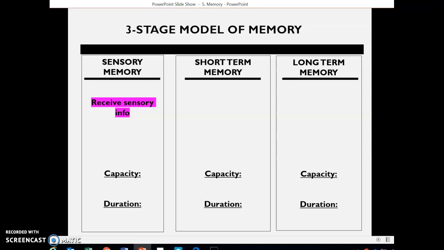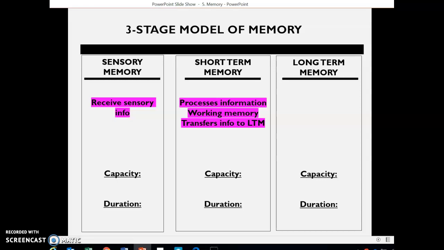All right, so with our sensory memory, its sole purpose is to just receive sensory information. So we've talked about that before. It's sight, it's auditory, it is being able to feel things. So whatever our sensory information is from out here going inside is going to be first captured in the sensory memory. All right, then we have the short-term memory, and the purpose of the short-term memory, once we get that sensory information, is to make sense of it.